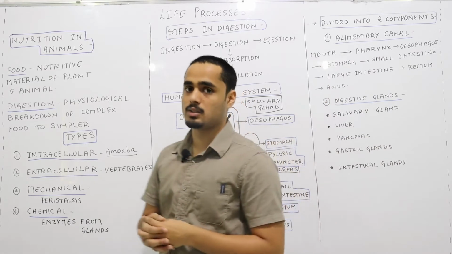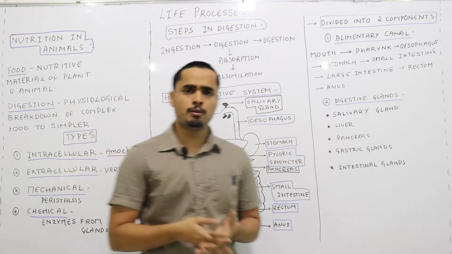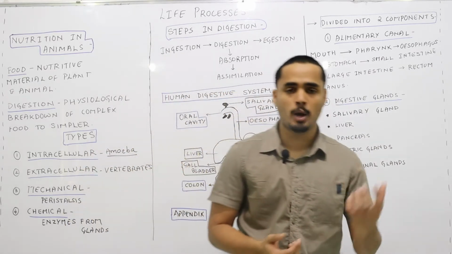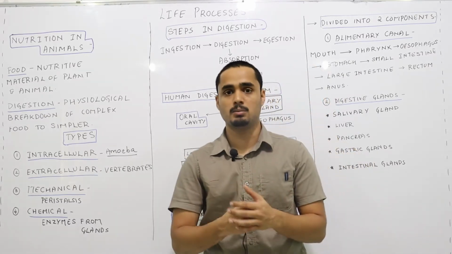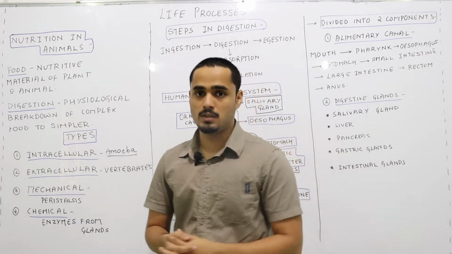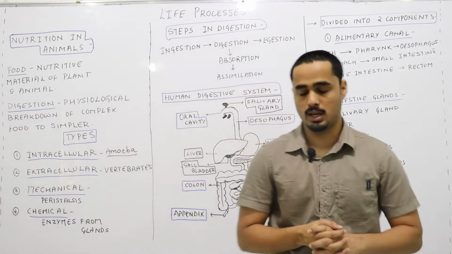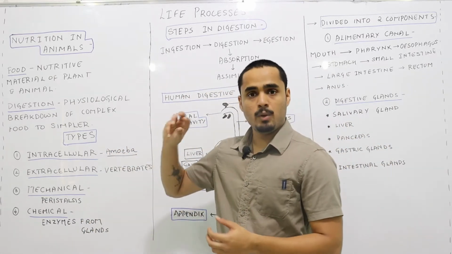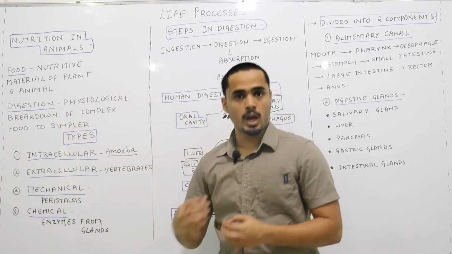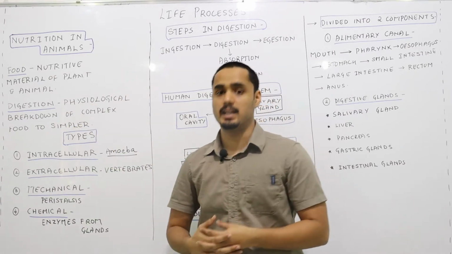Now in your lower classes also you would have read about food. So food is nothing but a nutritive medium that is obtained from either a plant source or an animal source. And with the current technology we also know that there are a lot of microorganisms which are utilized for the production of food as well, right? Anyways, now when we talk about food in animals, there is one more process called digestion.